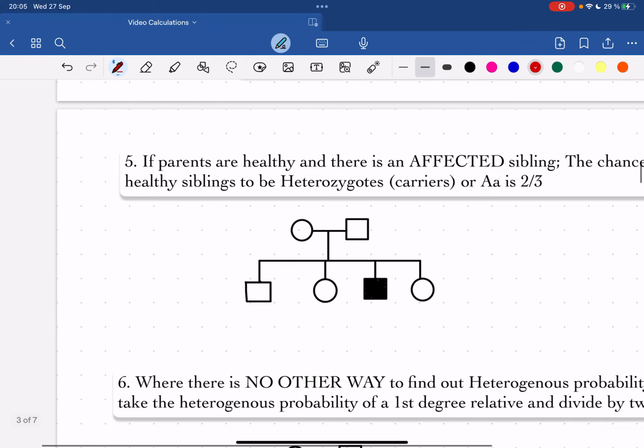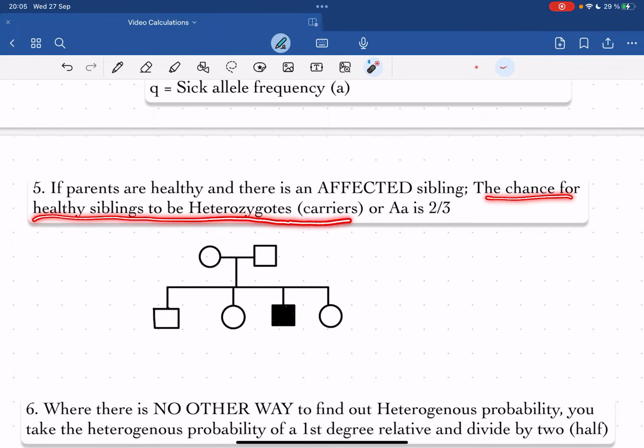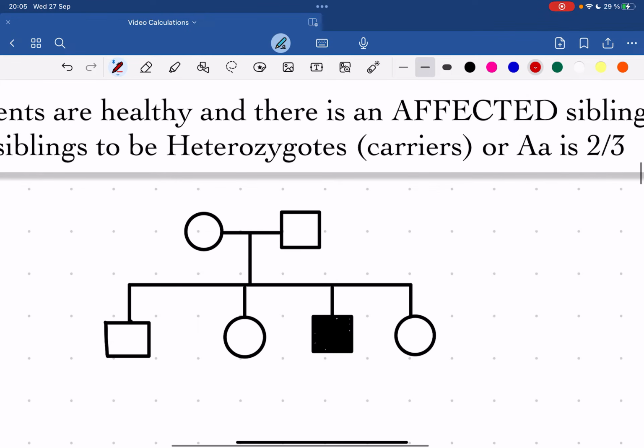Rule number 5. If parents are healthy and there is an affected sibling, the chance for healthy siblings to be heterozygotes or carriers, or Aa, is 2 out of 3. The chance for all of these siblings to have this phenotype is 2 out of 3.